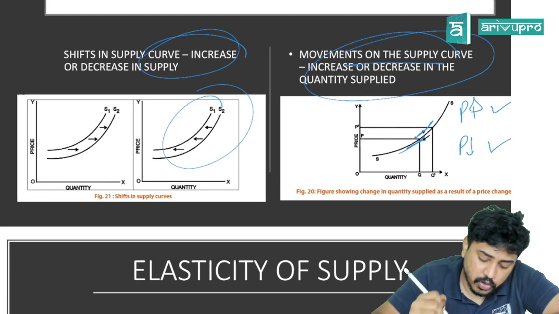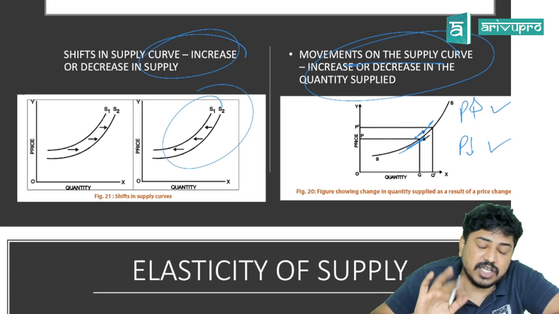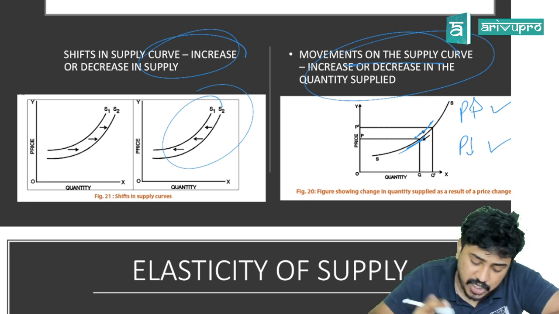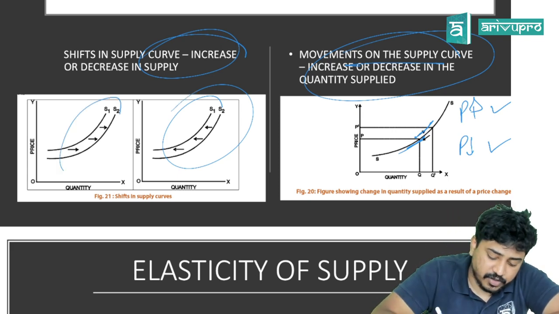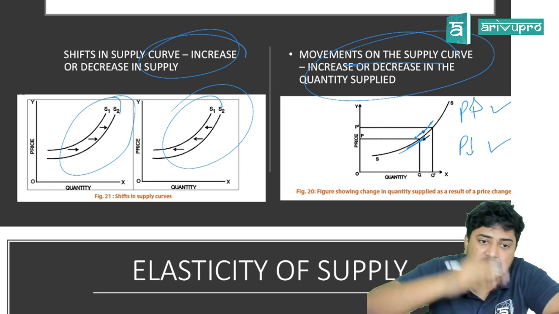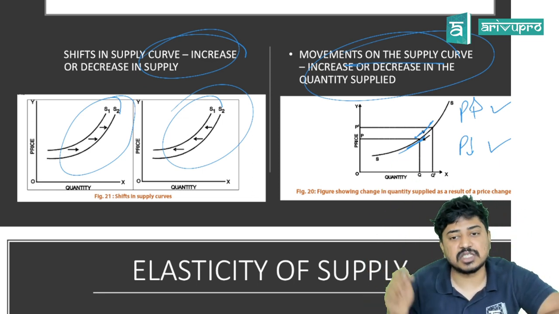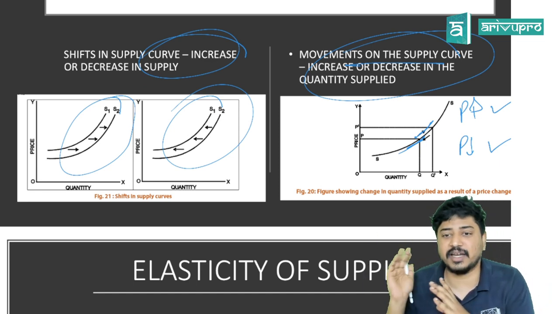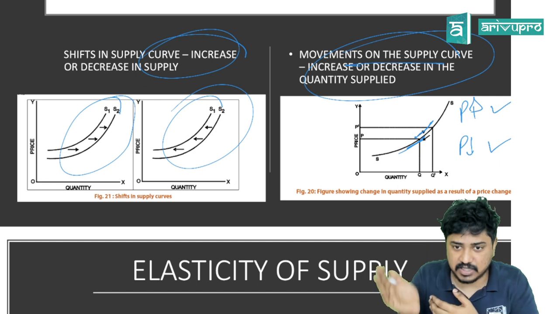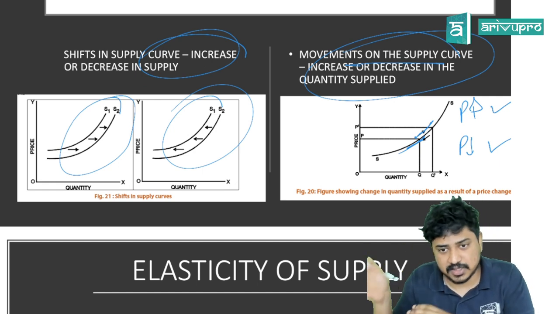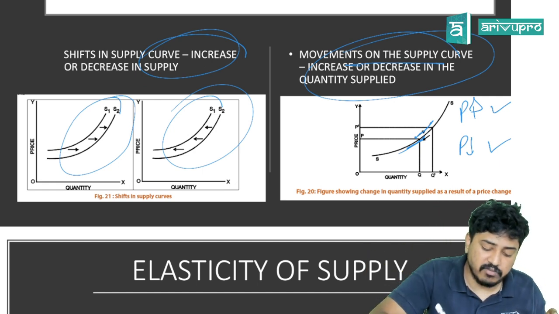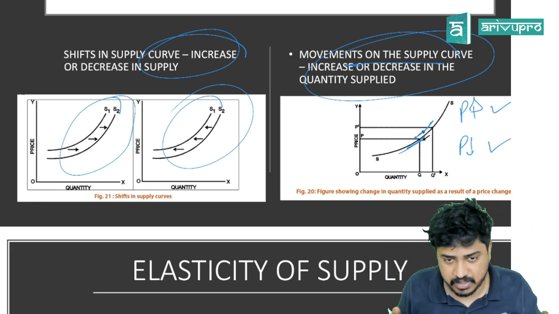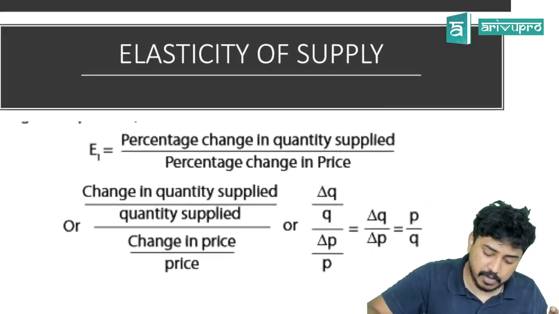When does a shift happen in supply? When other factors change. That is a leftward shift and a rightward shift. What does a rightward shift mean? Increase in supply. A leftward shift means decrease in supply. Please note, as in demand, in supply also a rightward shift means increase only. So when will supply increase? When other conditions change favorably for an increase in supply. That is where supply will increase.